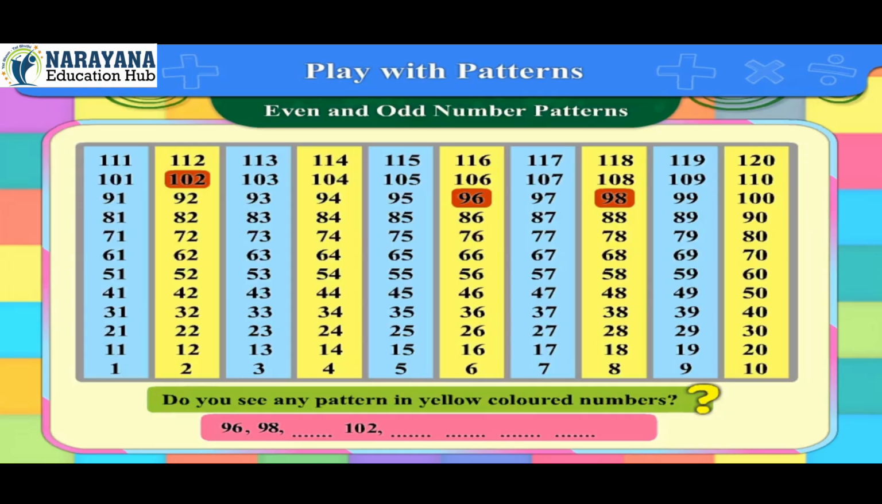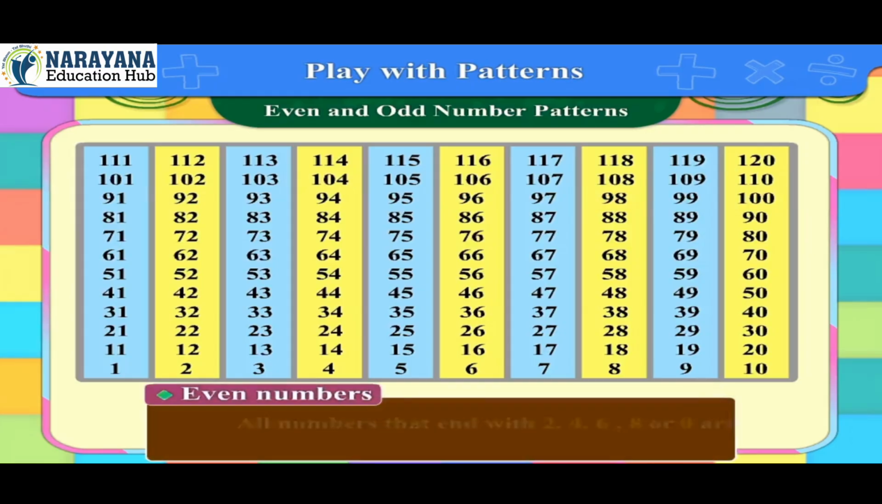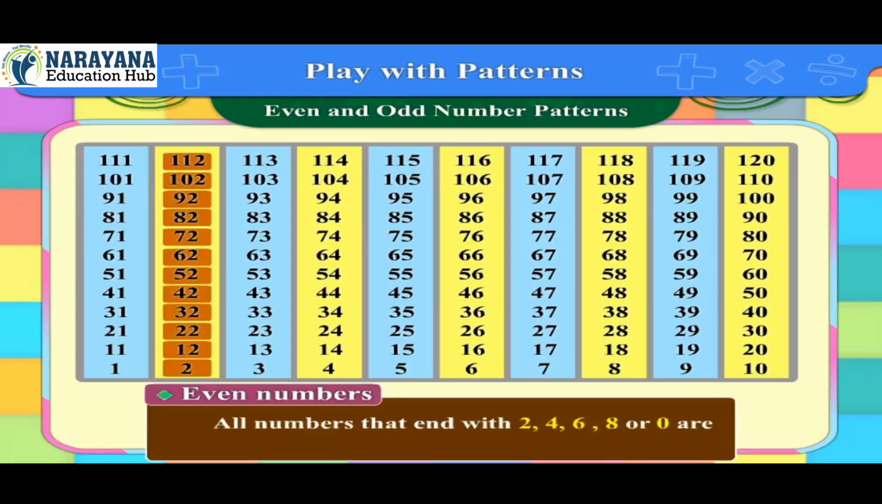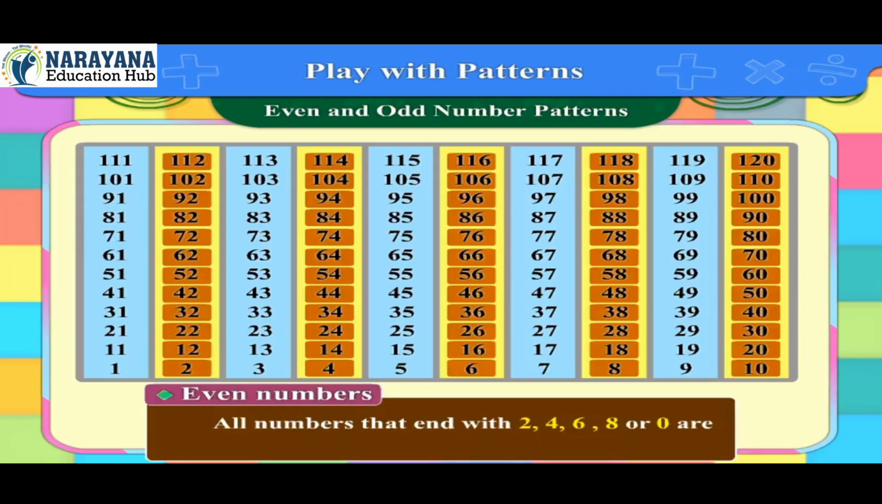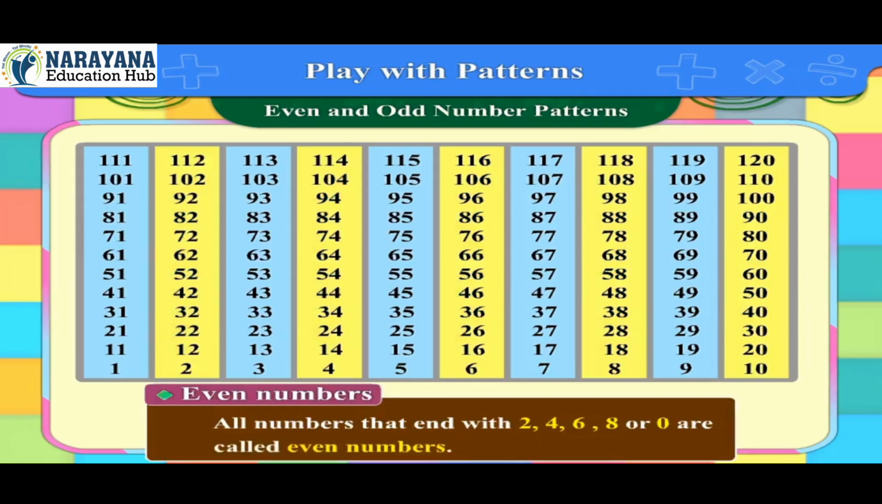Here, the difference between two consecutive numbers is 2. So, after 98, we get 100. 102 is already given. Then comes 104, 106, 108, 110. This pattern can continue till we want because the numbers are infinite. All numbers that end with 2, 4, 6, 8 or 0 are called even numbers.